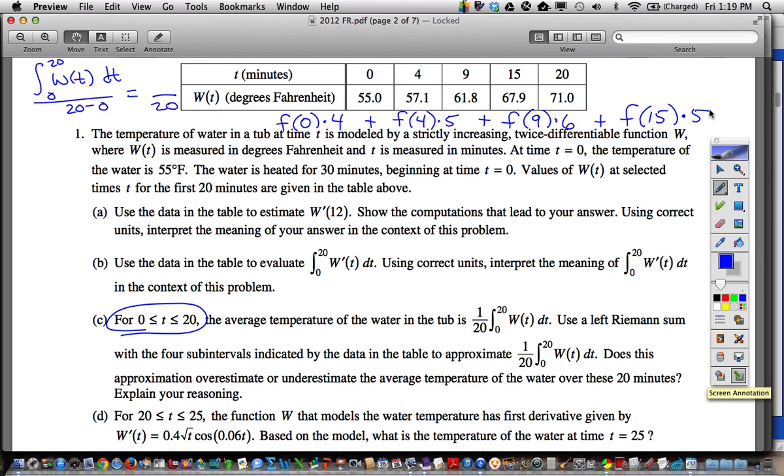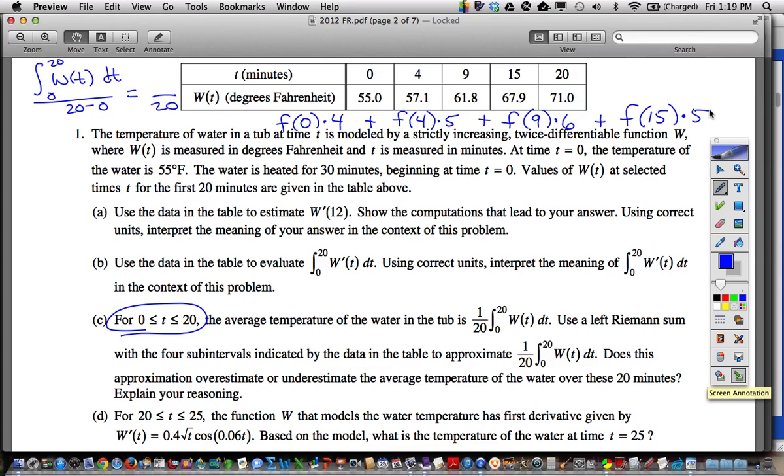And then you would have said, you get that answer. We won't do it just this minute, but we would take those numbers, that times 4, that times 5, that times 6, and that one times 5. And we'd add those up. We divide by 20, and we would get the average temperature based on the information that we have. Now that's a left approximation to the average temperature.